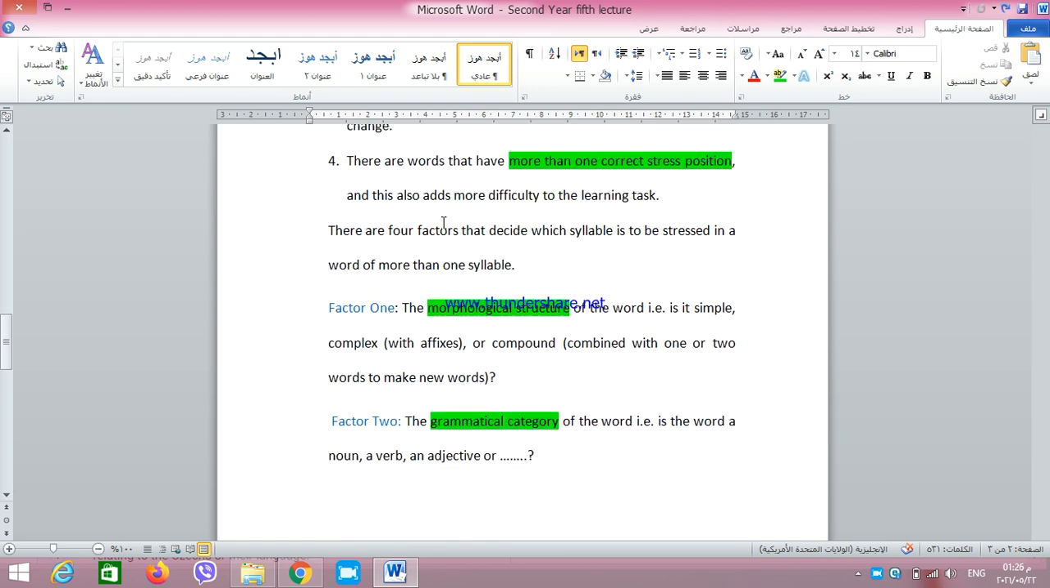Now, the fourth reason why learning stress for English words by heart is not a good idea is that there are words that have more than one correct stress position. There are words that might be stressed on the first syllable if it is treated, for example, as a verb, or on the second if it is treated as an adjective, and so on. So this is also a problematic issue in learning stress by heart, because you should go and check whether the word is verb, noun, or adjective, because some of the words in English may be stressed in more than one way.